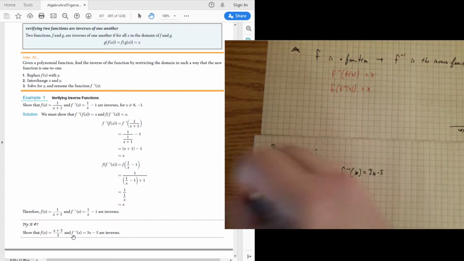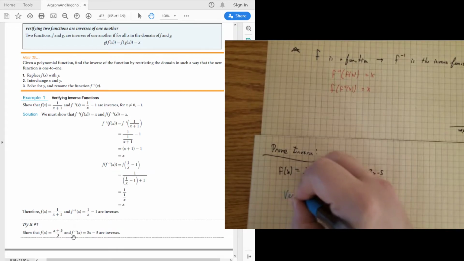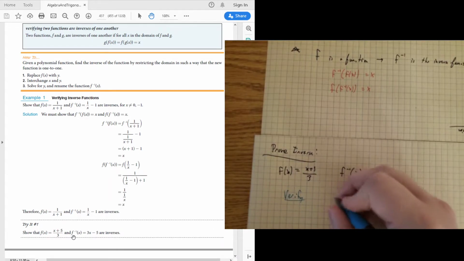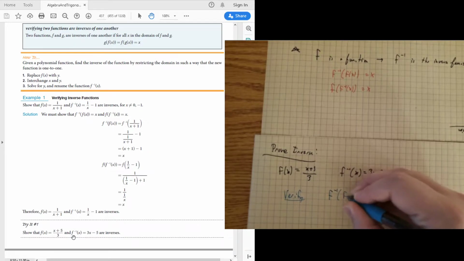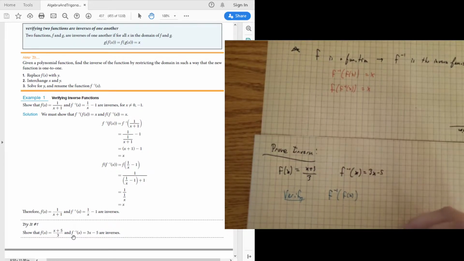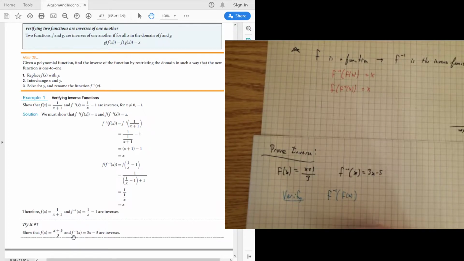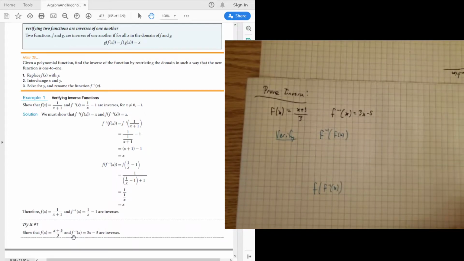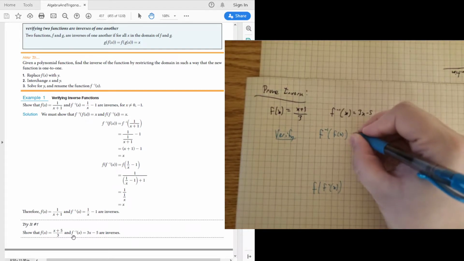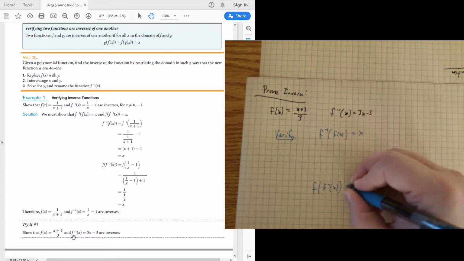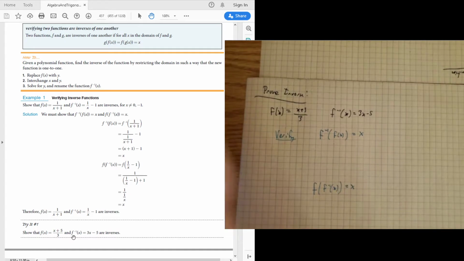So let's verify. How do we verify? We're going to perform two tests. We're going to take f inverse and plug f into it. And then afterwards, we're going to take f and plug in f inverse. This is a test you can always perform to see if they are in fact inverse functions. Because if this is correct, when I'm done, I should get x by itself. Well, let's test this out.